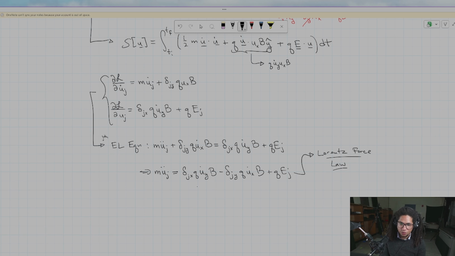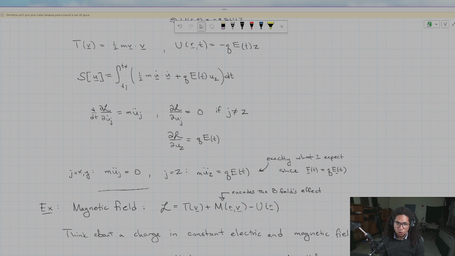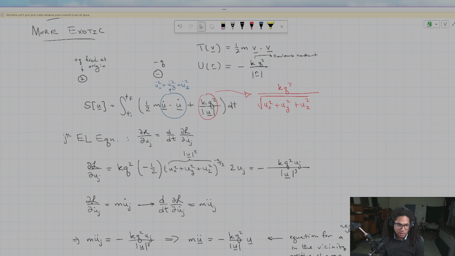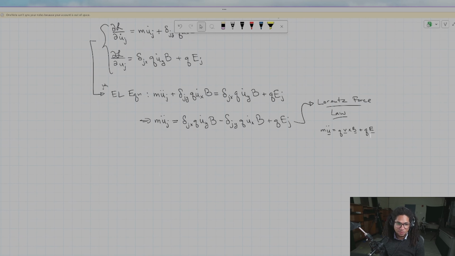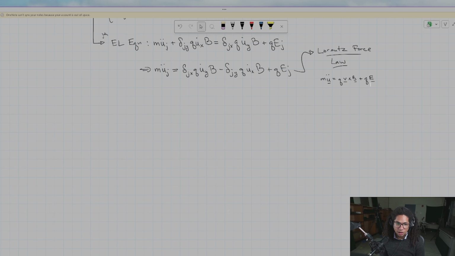Which, if I write it in vector form, recall, tells me that m u double dot should be given by q v cross b plus q e. Awesome. So we can handle a whole wide array of things. We can handle 3D, no problem. We can handle time-dependent potentials. We can even handle magnetic fields. There's one more thing that I want to deal with before I go back to the light board, which is systems with more than one particle. So this is example 7.